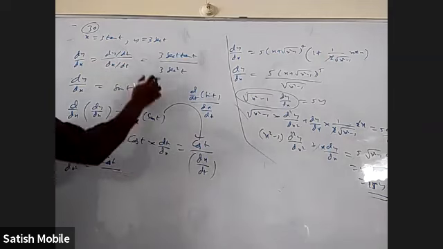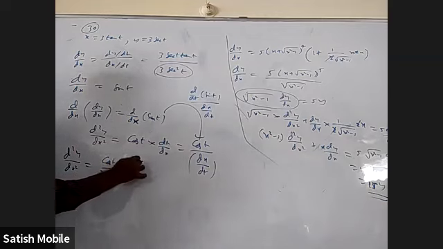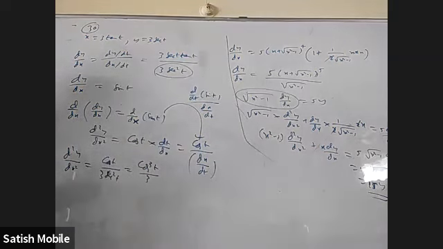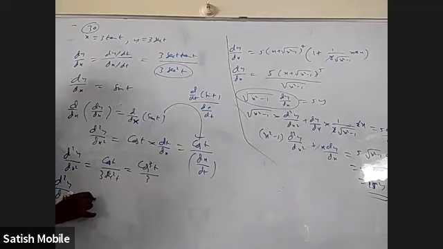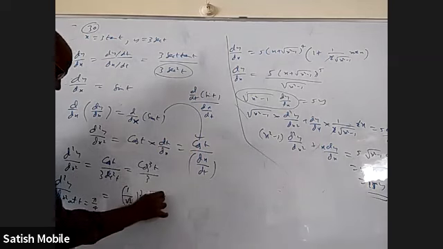Now d square y by dx square is equal to cos t by dx by dt. What is dx by dt? This part, 3 secant square t. That is cos cube t by 3. Anyway, what they want is at pi by 4, d square y by dx square at t equal to pi by 4. That is 1 by root 2 whole cube by 3, 1 by 6 root 2.